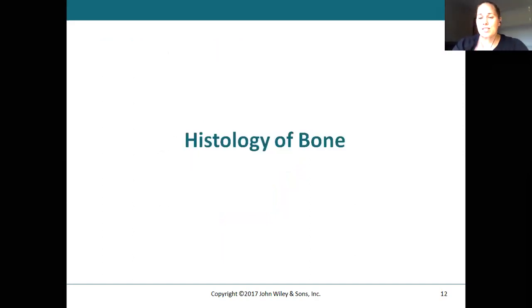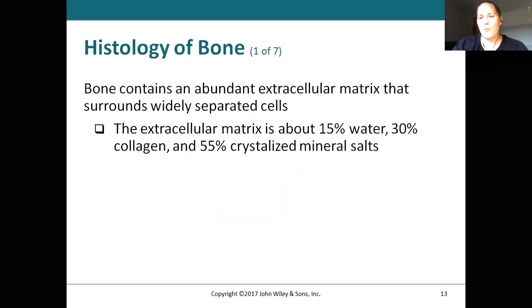Okay, so histology of the bone. When we break the bone down, what is it composed of? What are the different types of cells? Essentially, what is it made up of? So the bone contains a ton of extracellular matrix. If you remember, we talked about that a few chapters ago, surrounded by widely separated cells.